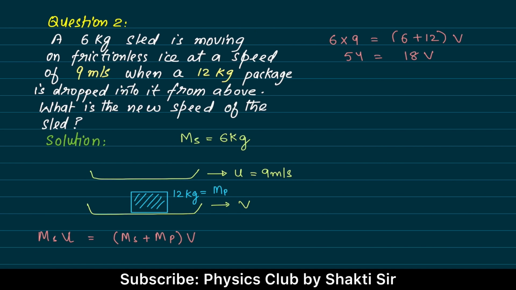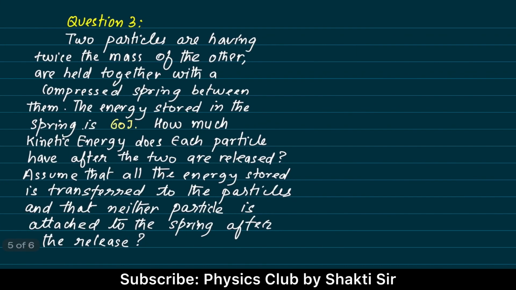Okay. Question number 3. Let's discuss question number 3. What is question number 3 saying? Question number 3 is saying, two particles, one having twice the mass of the other. Okay, so the first line is very important. Having twice the mass. What does it mean, having twice the mass? That is, if m1 equals m, then m2 equals 2m. This is the meaning of this line.